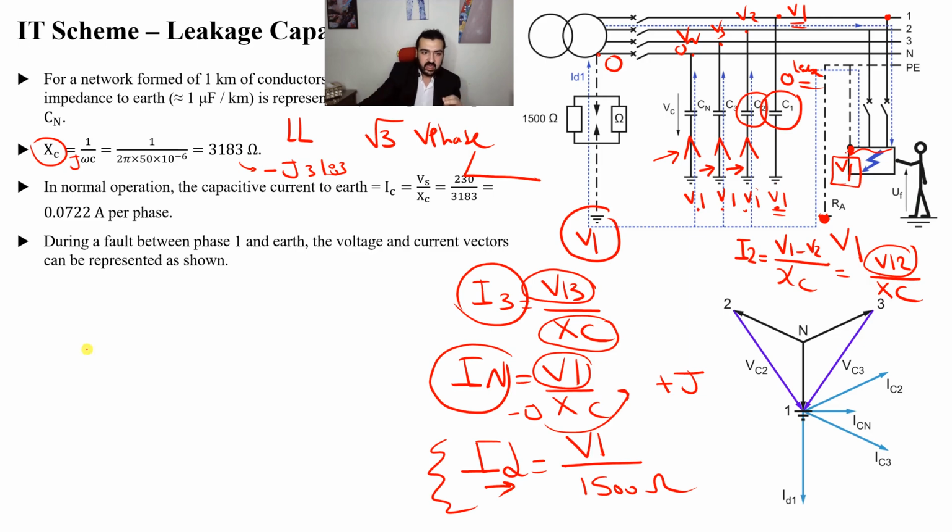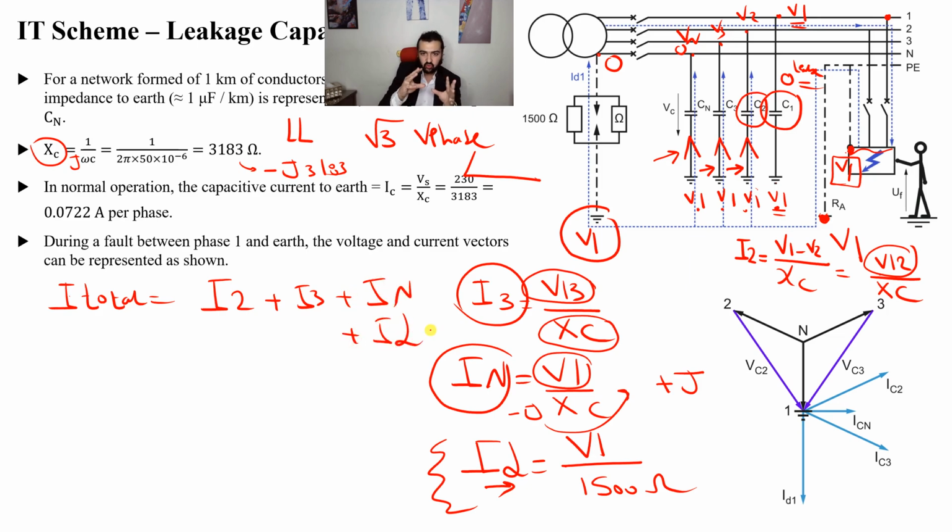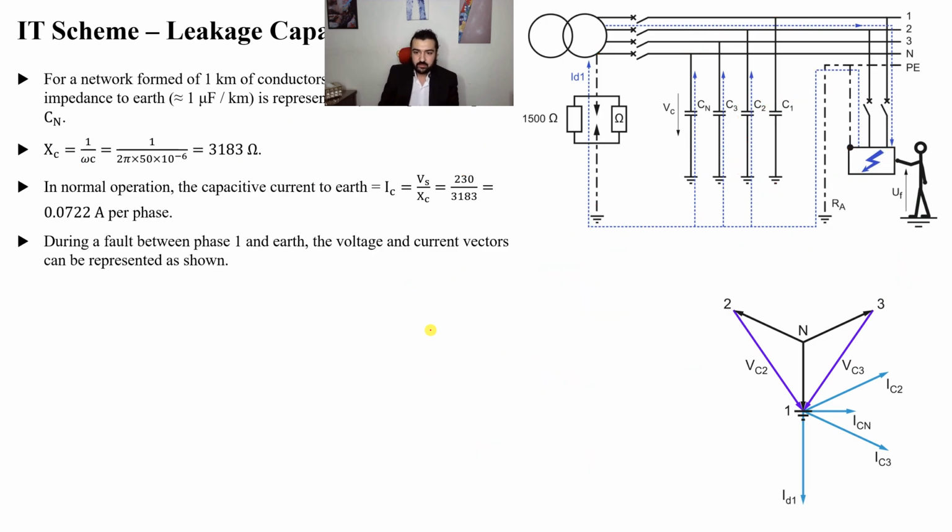What I want to say is that when I want I total, I have to add them in the form of vectors. I need I2 as a vector, plus I3 as a vector, plus In as a vector, plus ID as a vector, in order to find the total leakage current during this fault. Let's delete all of this and see how I'm going to get these vectors easily. First I need to understand how I can draw this.